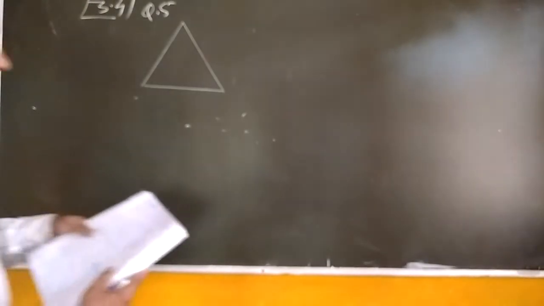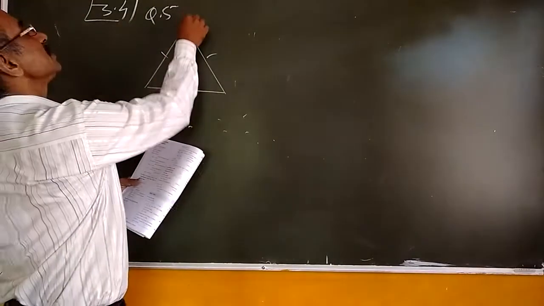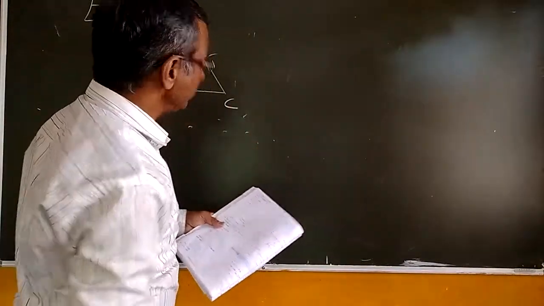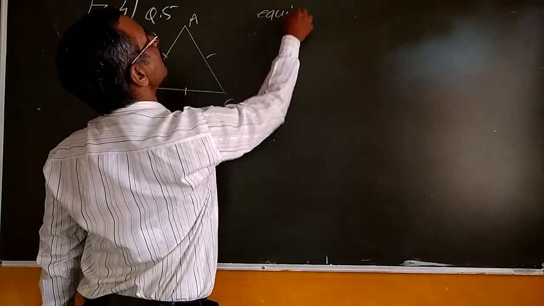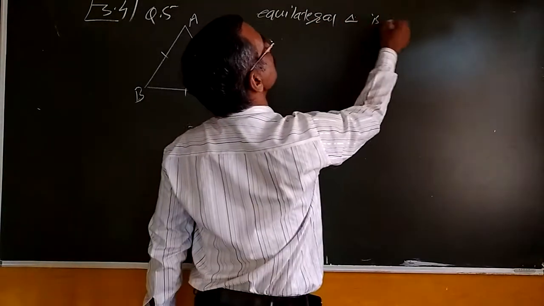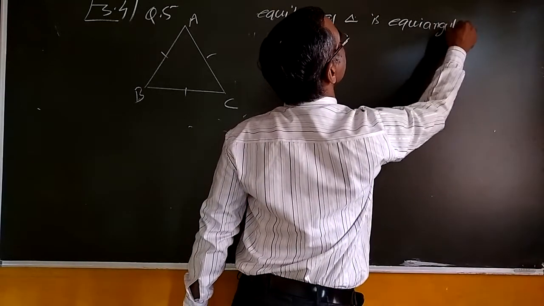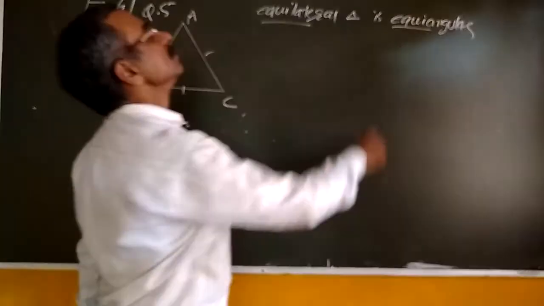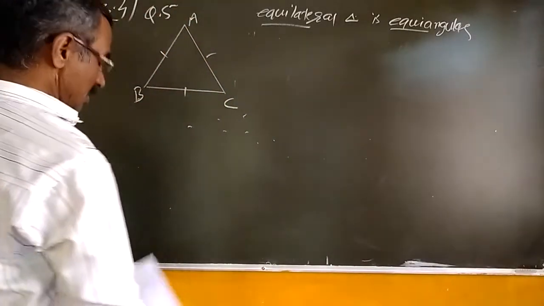Then these three sides are equal. The name of this triangle is ABC. Prove that the equilateral triangle is equiangular. Means if the sides are equal, then the angles are also equal. So we are proving it.